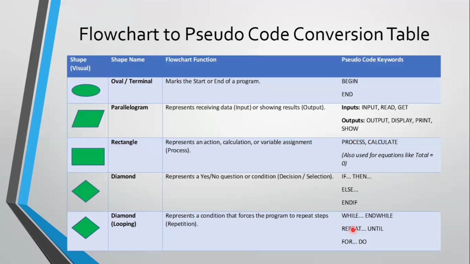To make this easy for you, you can use this chart. You can go through the flowchart. Every time you step into a shape, you must look at this table and pick the matching word. If you follow the shapes in order from top to bottom, the pseudocode will practically write itself. Simple, right?